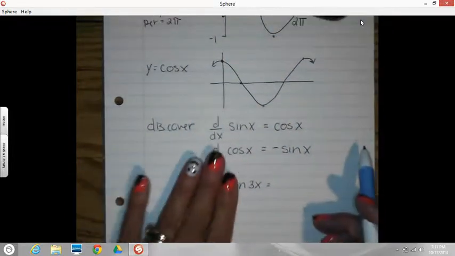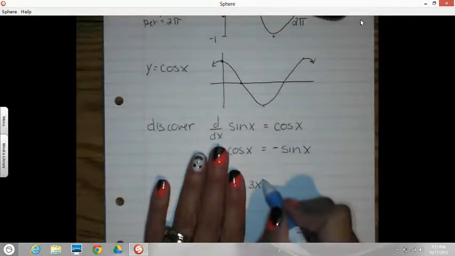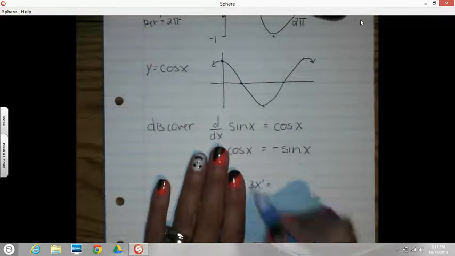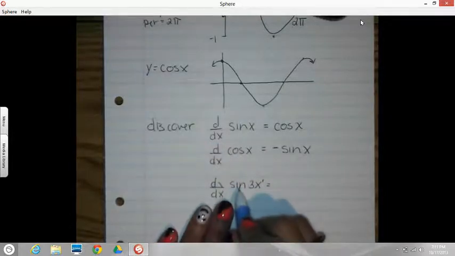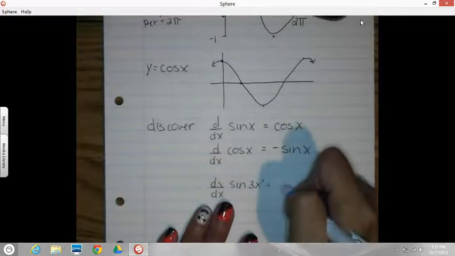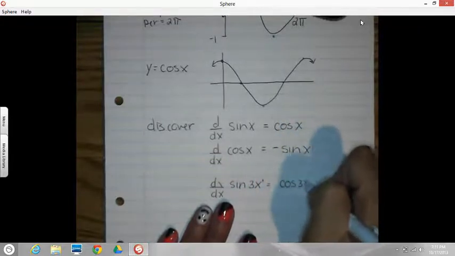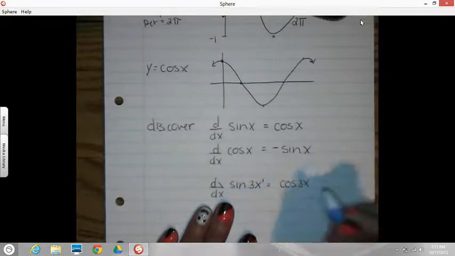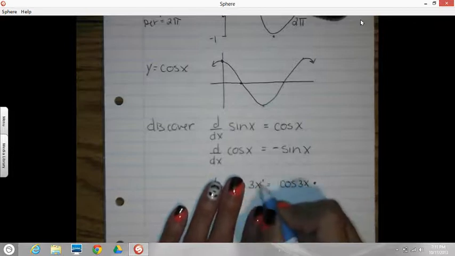Probably the derivative of the angle. What's the derivative of 3x if we use our little power rule? Derivative there is 3. So it looks like the derivative of the sine function is actually the cosine of 3x. Never change the angle, but then I have to multiply by the derivative of the angle.